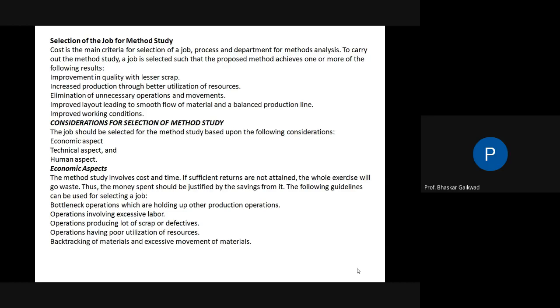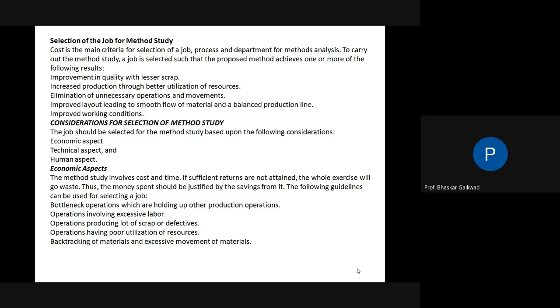Suppose the hacksaw machine is too far away from the machining centers, then we require a certain material handling system, or sometimes the same material we can bring with the help of a man. So we require manpower for this transportation of material. If that is there, then you can concentrate on this.